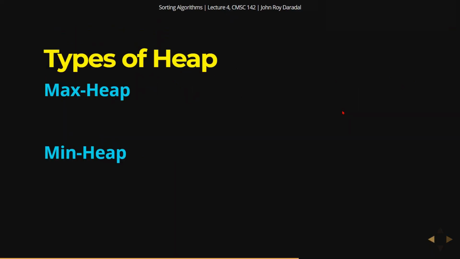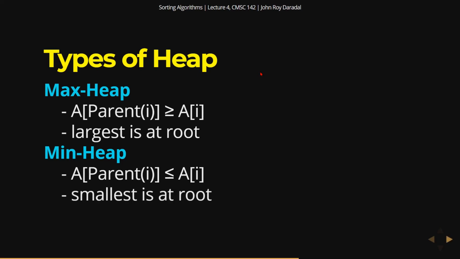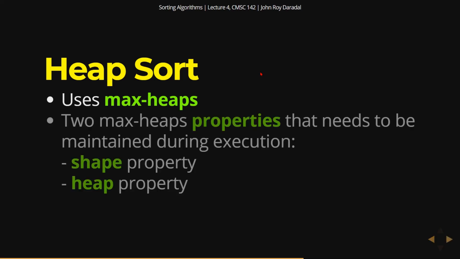Okay, now there's something called the max heap and the min heap. A max heap is where in all nodes of the heap, the parents have a bigger value than the children. So you can assume that the largest is at the root. In a min heap, it's the opposite. The parents are always lesser than the children, and the smallest one is at the root. Okay? So for heap sort, what we'll use is the max heap.